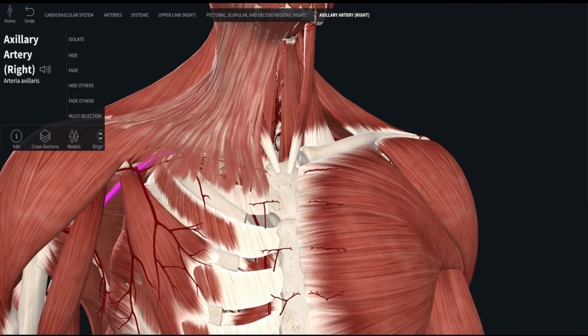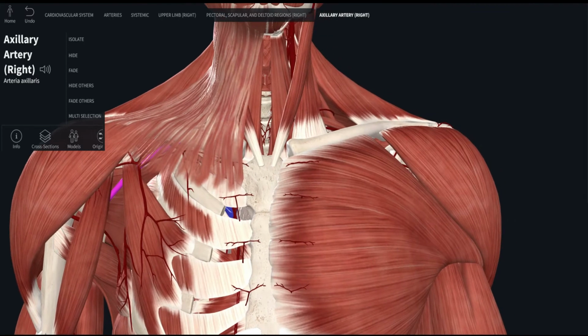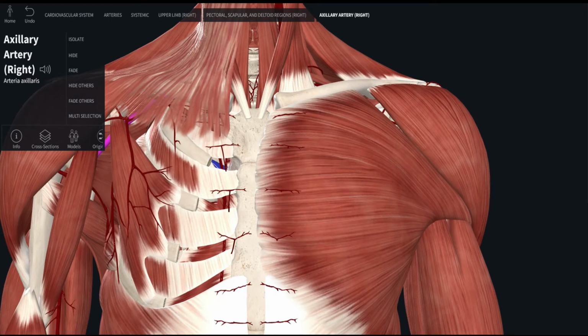Now, I talked about the pectoralis major, right? Pectoralis major has two parts. One part is the clavicular part. The other part is the sternocostal part, or the sternal part.